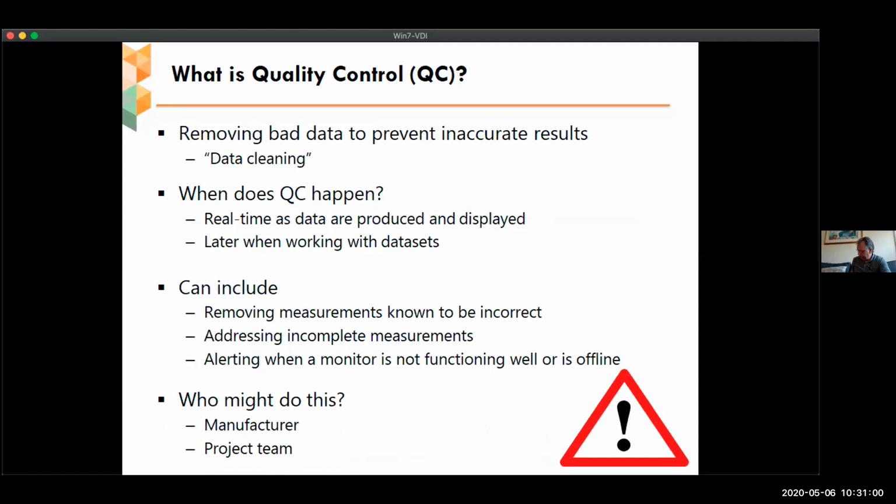What is quality control? So quality control is removing bad data to prevent inaccurate results. So essentially cleaning up the data set that is coming in. When does it happen? It happens both in real time, but also during the duration of the project, as you're working later on with different data sets and looking at historical data and different trends. It can include removing measurements known to be incorrect, addressing incomplete measurements, alerting when a monitor is not functioning well or is offline. Who might do this? It could be the manufacturer if you're using one that's ready-made, but it can also be people on your project team, such as consultants or technical advisors that are really looking at the data more closely.